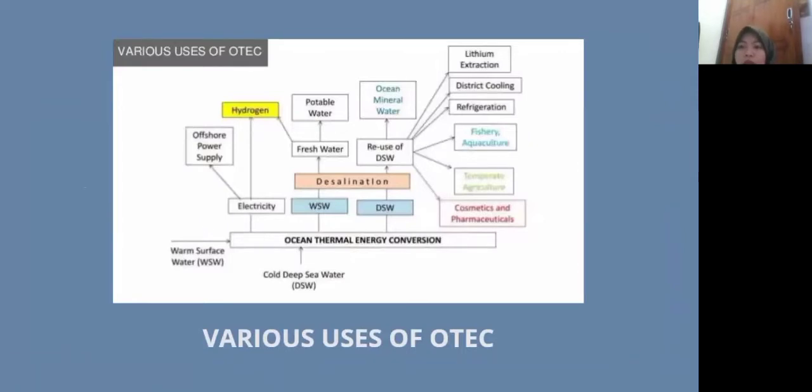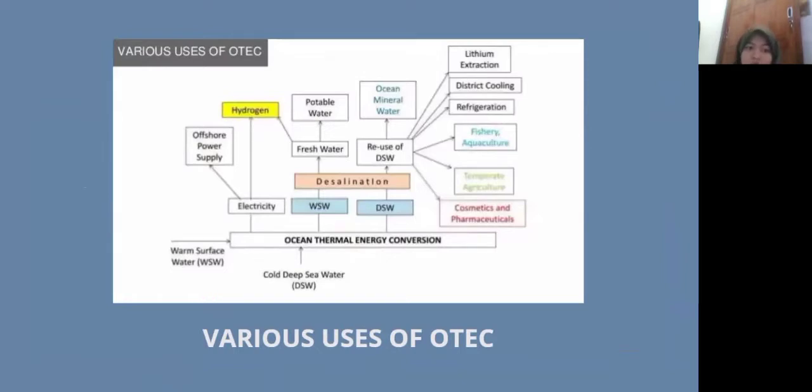So from this picture, we can see various uses of ocean thermal energy conversion. These plants not only produce electricity, some configurations can also generate drinking water, and this can improve their economics, particularly for small island communities that have little local fresh water.